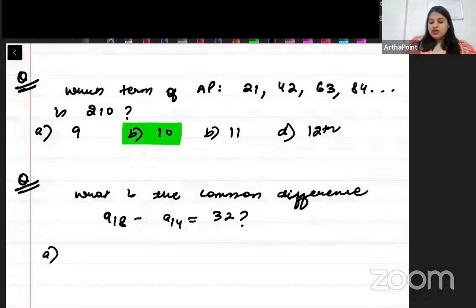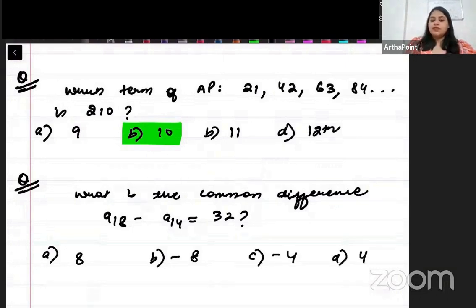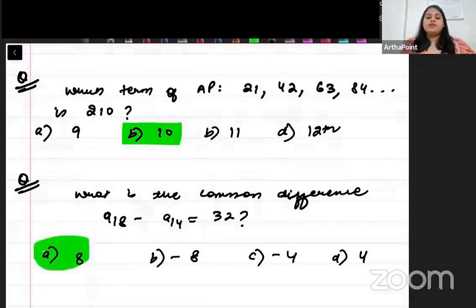And options are 8, minus 8, minus 4, and 4. And I'm telling you that the answer is 8. So these are the 3 questions for you to practice. Take another 15-20 minutes. Go ahead and practice these questions.